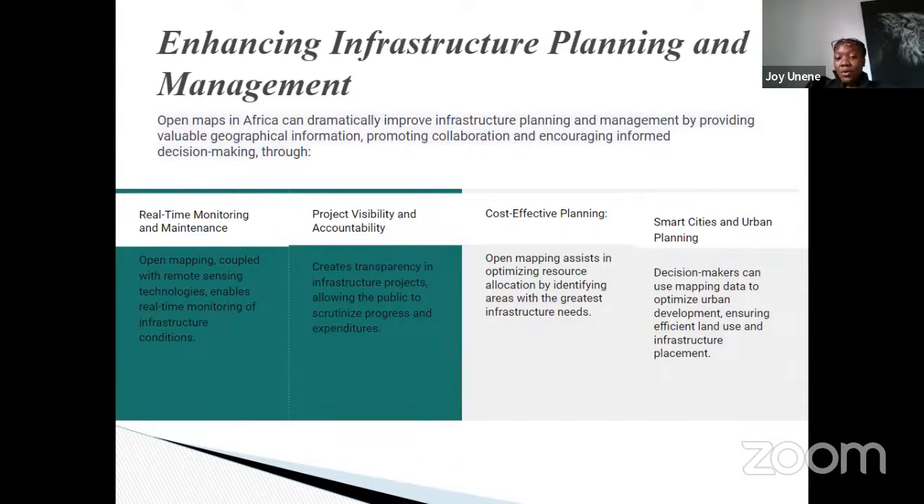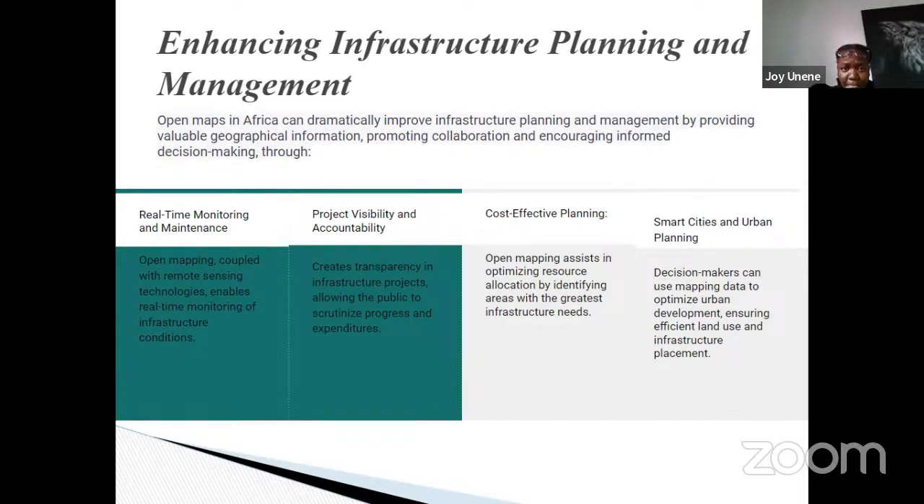We also have how it's cost effective in planning, and the smart cities and urban planning, where decision making can use mapping data to optimize urban development, ensuring effective land use and infrastructure placement. So this is how we can see it enhancing our day-to-day life and how it can bring about so much in the future.